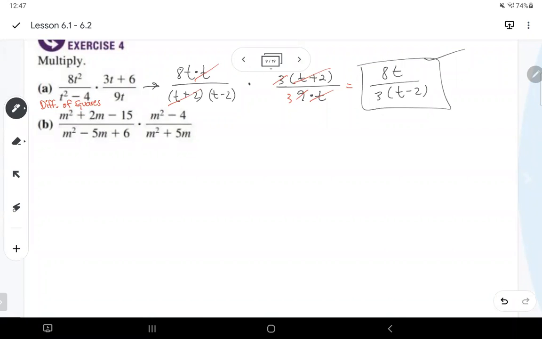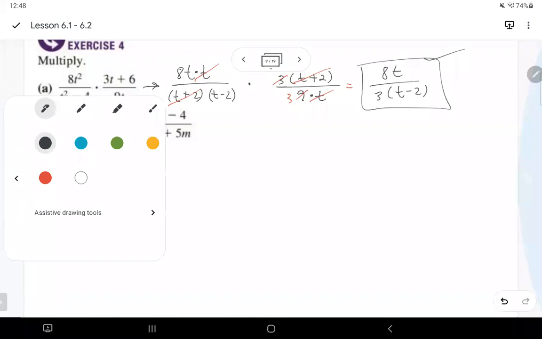Next one, we're going to have to do some more factoring. So for this first spot, you need factors of 15 that'll add or subtract to give you a 2. So we're going to use 3 and 5. You need a positive 5 and a negative 3. So that'll be m plus 5 and m minus 3.